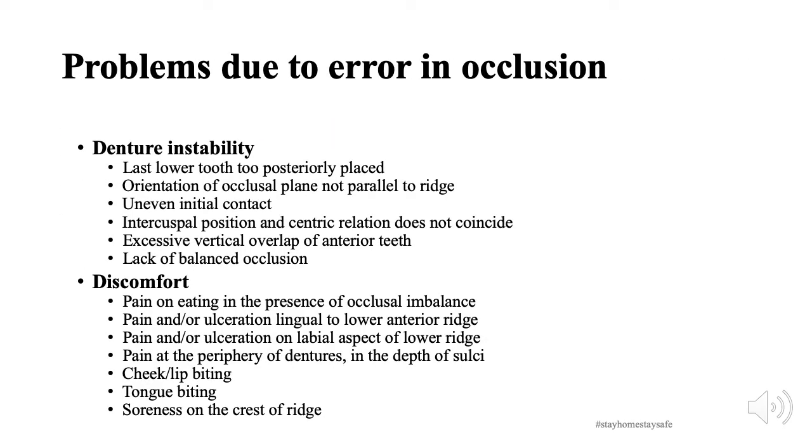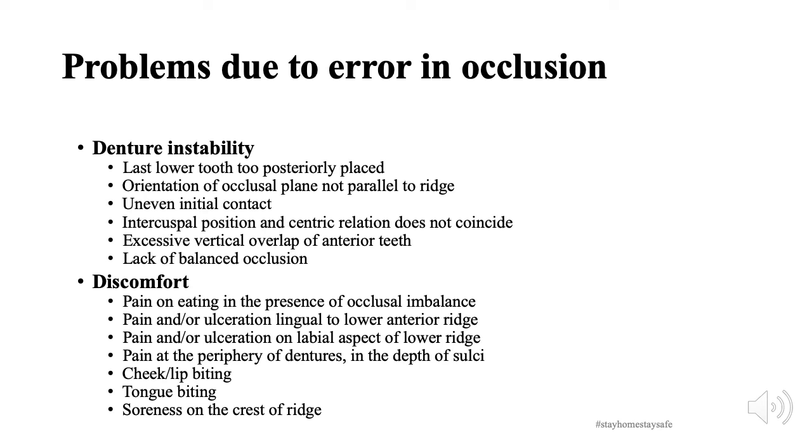So next is problems due to error in occlusion. Denture instability and discomfort. These are the two problems you see. Lower tooth too posteriorly placed, orientation of occlusal plane not parallel to the ridge, uneven initial contact. If there is a premature contact or first contact by any of the cusps, there is going to be denture instability. Intercuspal position and centric relation do not coincide. It has to coincide. If it doesn't coincide in complete denture patients, then you are going to have denture instability, excessive vertical overlap of anterior teeth, and lack of balanced occlusion.